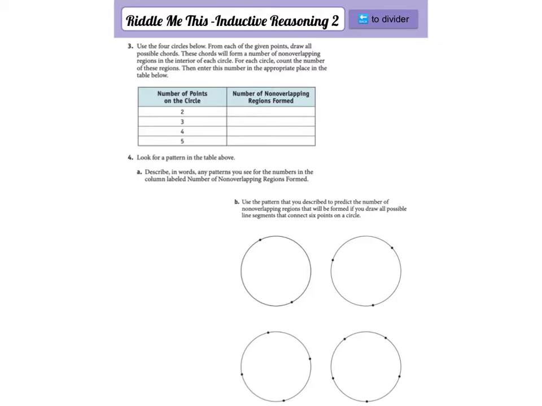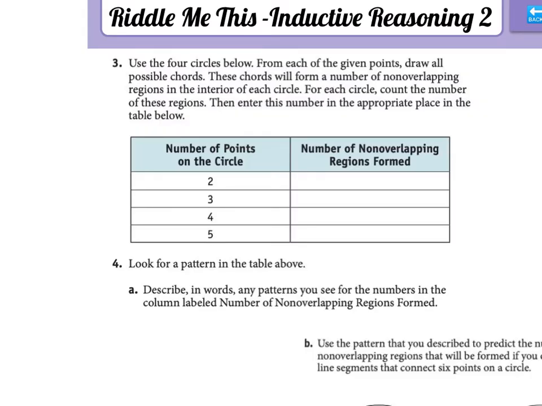Now we are on number 3. Use the 4 circles below. From each of the given points, draw all possible chords. These chords will form a number of non-overlapping regions in the interior of each circle. For each circle, count the number of regions, then enter this number in the appropriate place in the table below. Let me give you the definition of a chord of a circle.